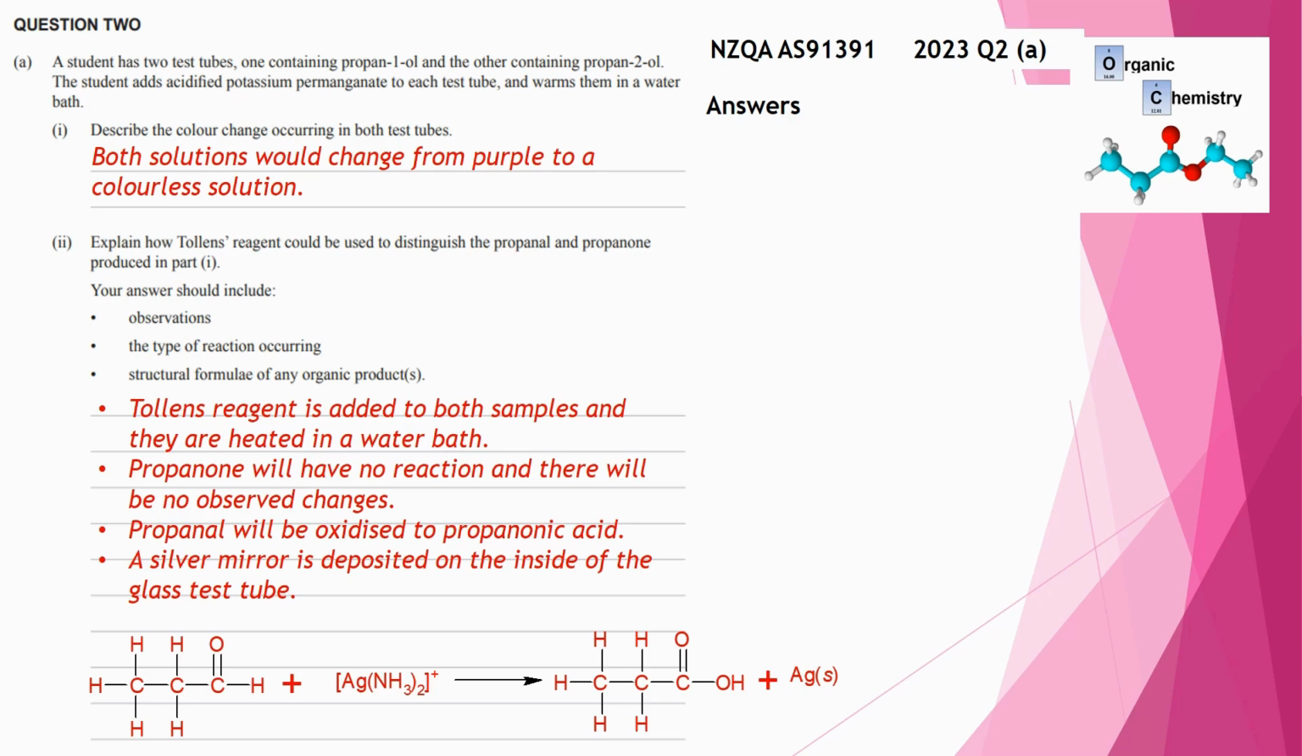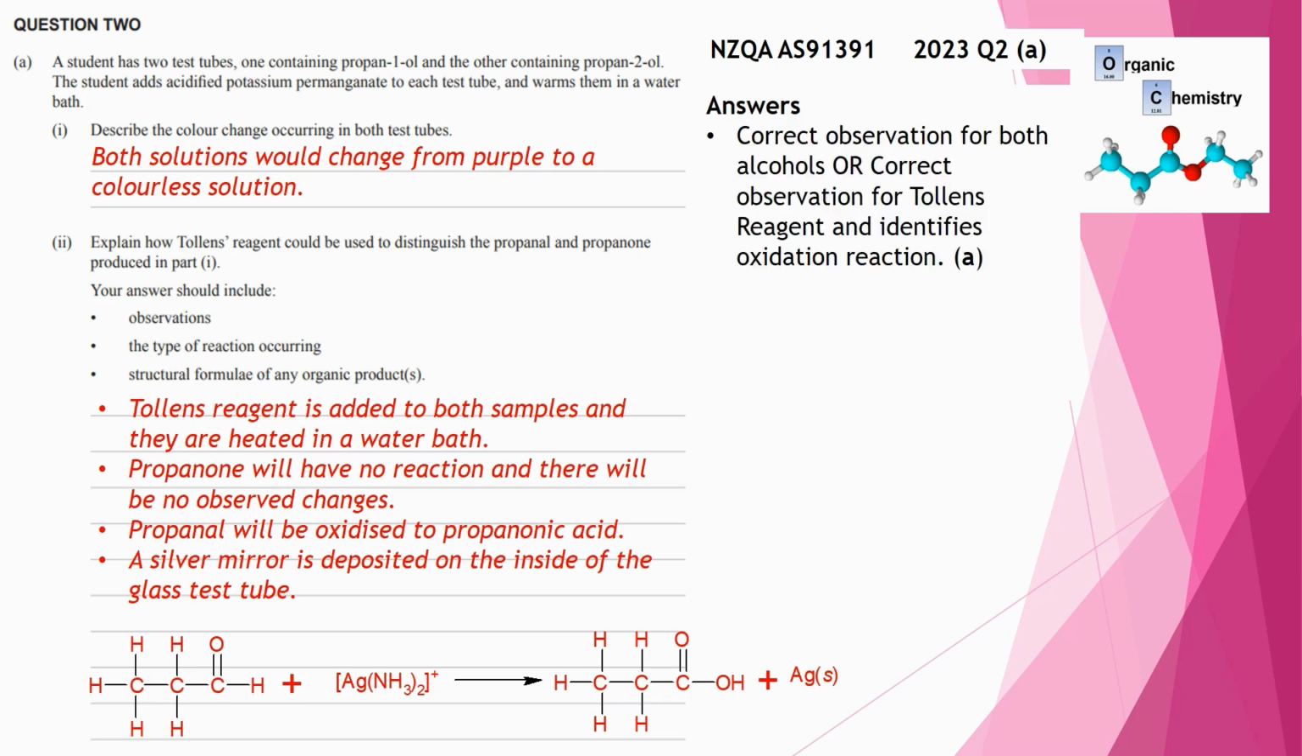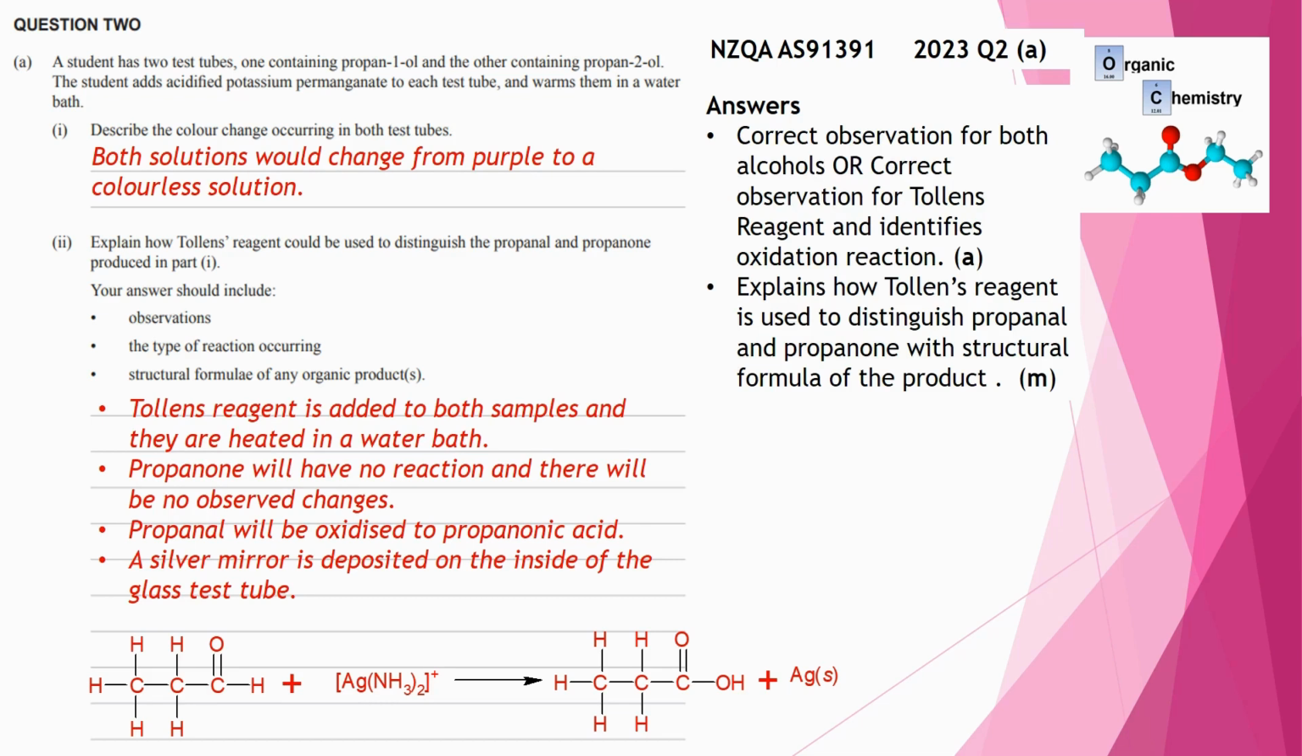So what do we get for the answers here? If we observed both alcohols correctly, that's the first part, or we have correct observations for Tollens reagent, we get an achieved point. So either one of these correct gives us the achieved. If we explain how Tollens reagent can tell the difference between propanal and propanone, that is, if we fully covered all of these bullet points, they give us a merit point.